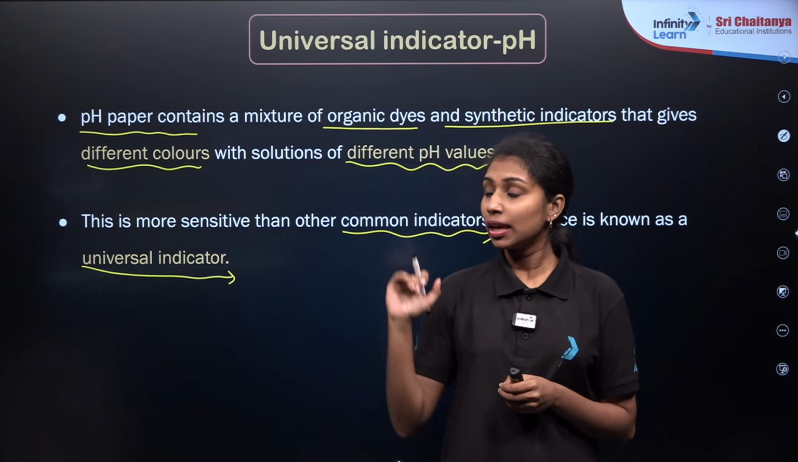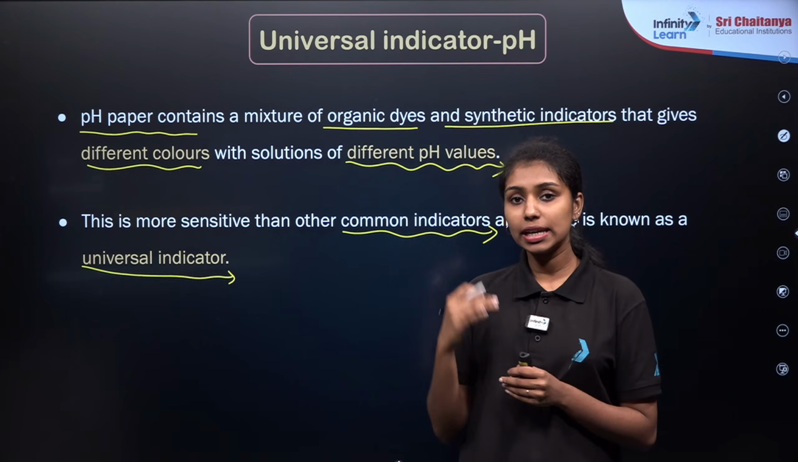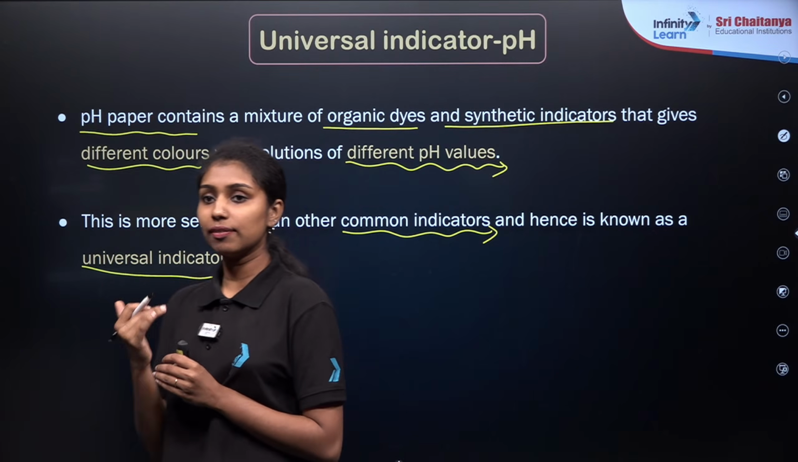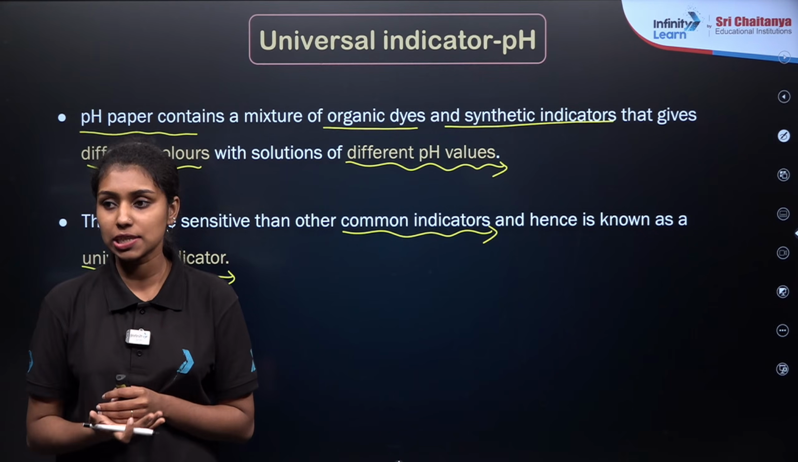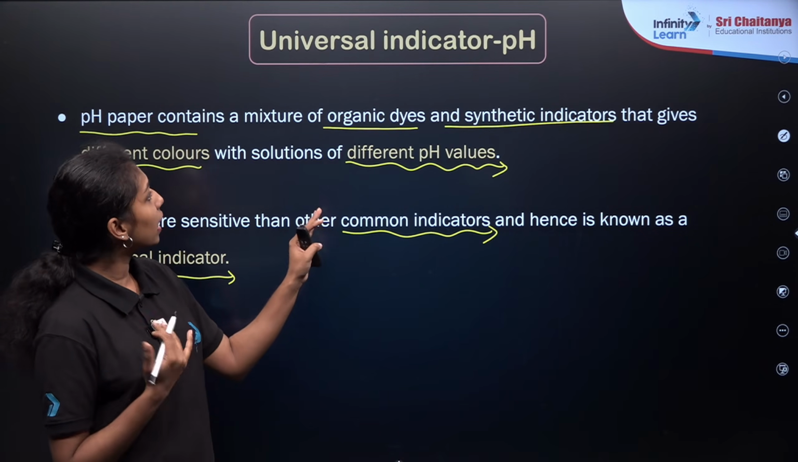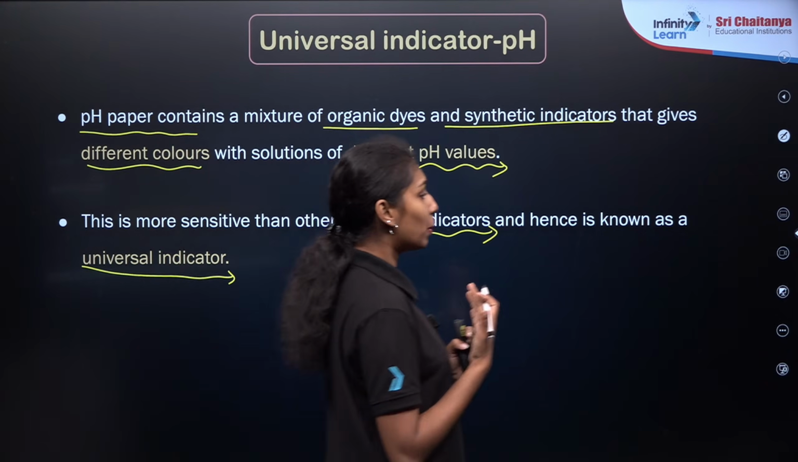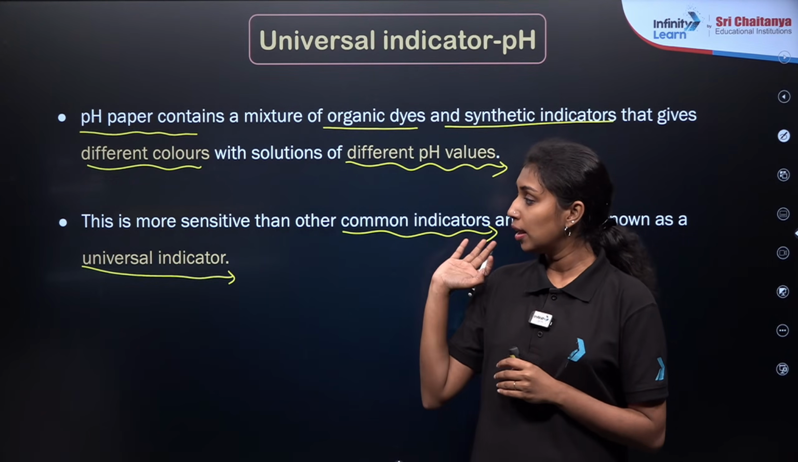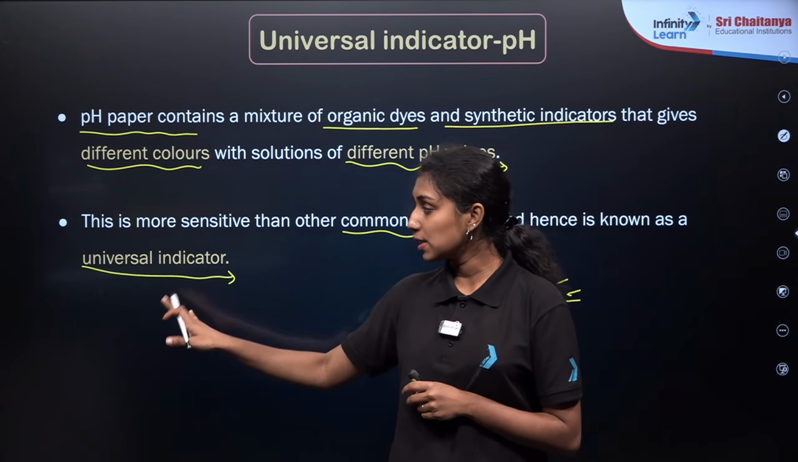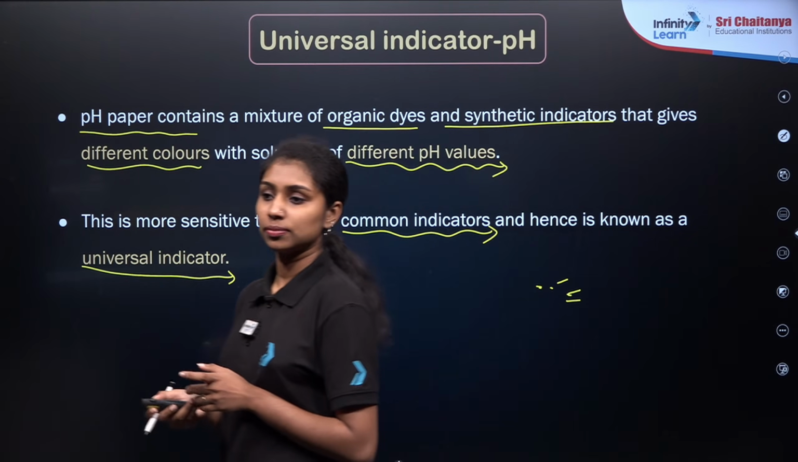I'm repeating again. In the case of pH paper, right, they contain some organic dyes or colors. So they give different colors with different pH values. So these are known as pH indicators or pH papers. And this is more sensitive than other common indicators like phenolphthalein or methyl orange. That's why we are calling this a universal indicator.